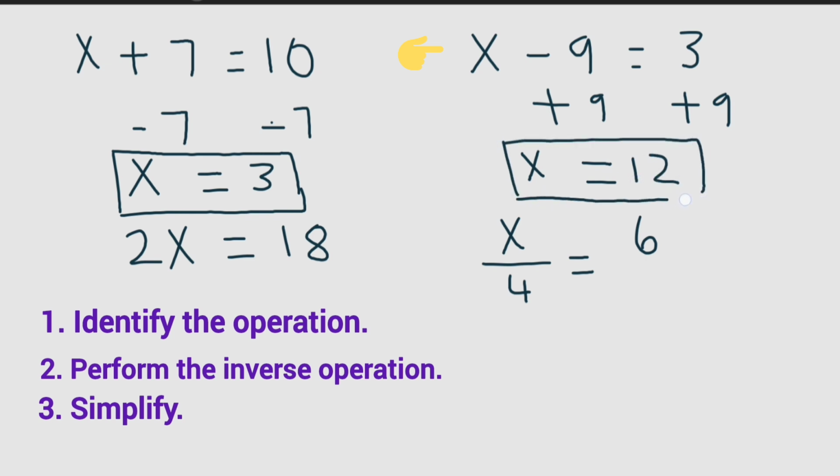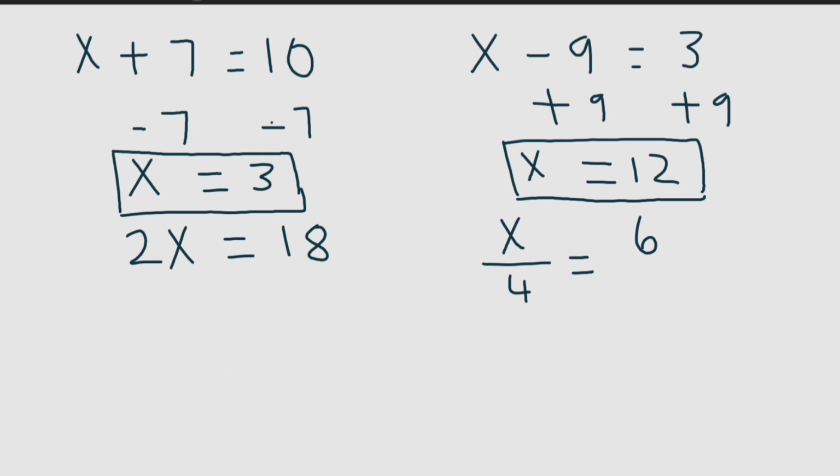Now we can also cross-check our answer by substituting the solution back into the original equation. And if both sides are equal, then the solution is correct. Let's take a look at this. We have x equals 3 here, so if I substitute 3 back into my equation, this is going to be 3 plus 7 is equal to 10. Is the statement true? Yes, it is true. So we know that our final answer is correct. x is equal to 3.